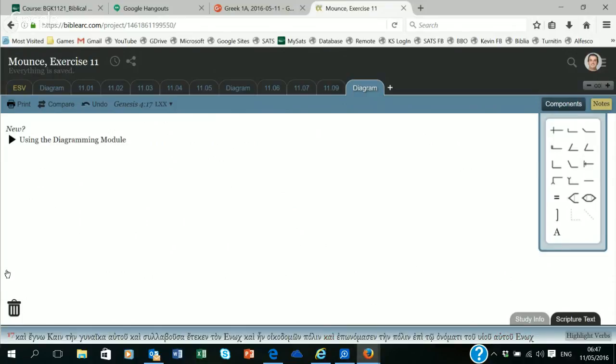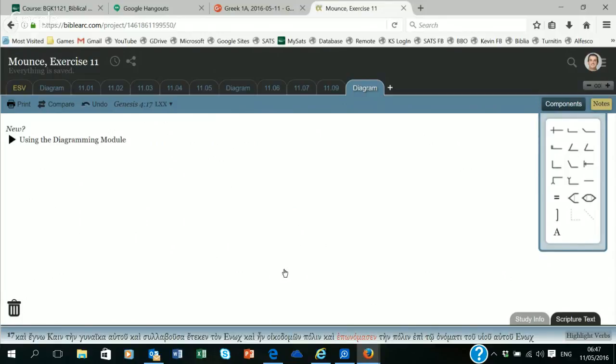All right. So this is Kai egnô, and he knew Cain tên gunaika autou, his wife, kai sullabousa eteken, she conceived and gave birth, ton Enôch, to Enoch, kai ên, etc. And then so he goes and builds a city, oikodomôn polin. He was building a city, kai epônomasen, and he named tên polin epi tô onomati tou huiou autou Enôch. All right. So Kai again is a coordinating conjunction. It's linking the clause that's our focus to the rest of the sentence. I'm just going to leave it out for the purposes of this exercise. There's no subject. This is very common in Greek, of course, because the subject is embedded within the verb.